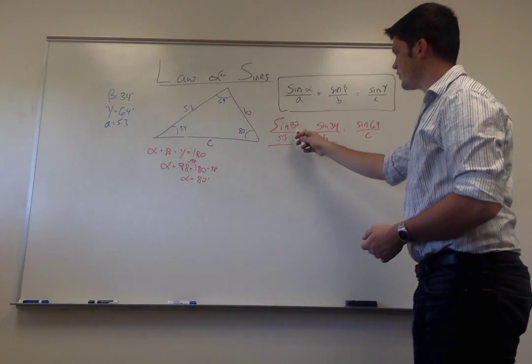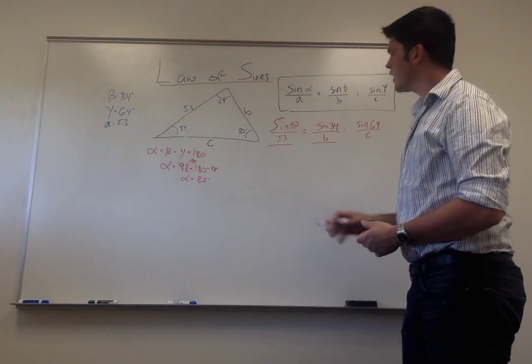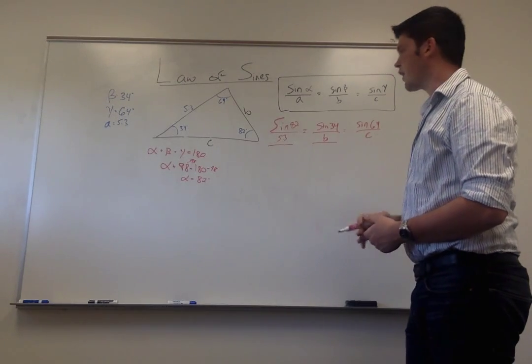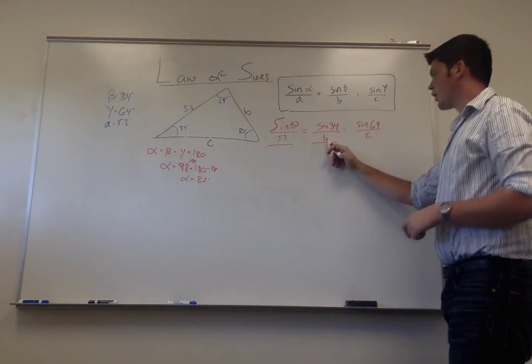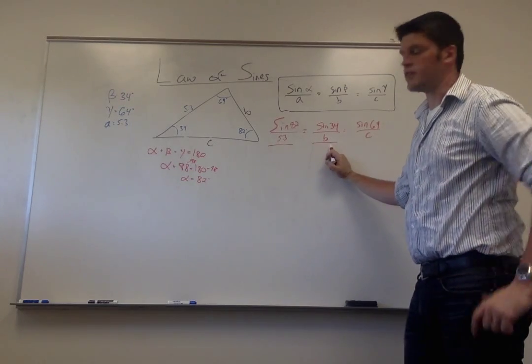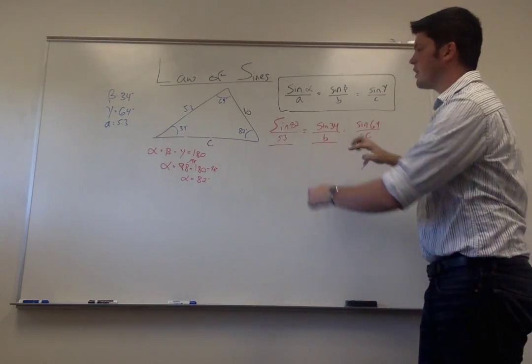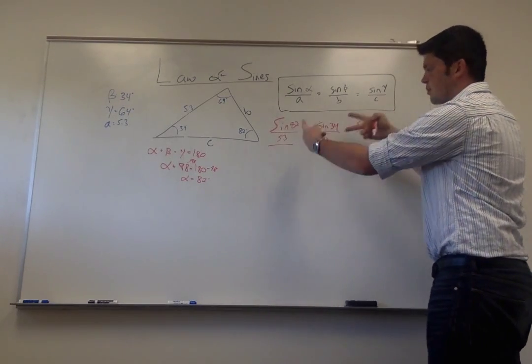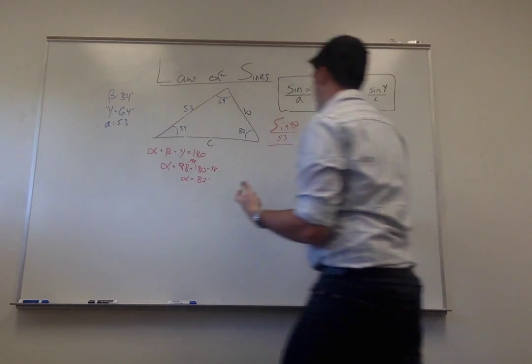So we have the sine of 82 degrees over 5.3 is equal to the sine of 34 degrees over b, right? So notice the variable we're trying to solve for is in the denominator, so it's much easier if it's in the numerator. So what I'm going to do is flip the fractions over so that b is on top.